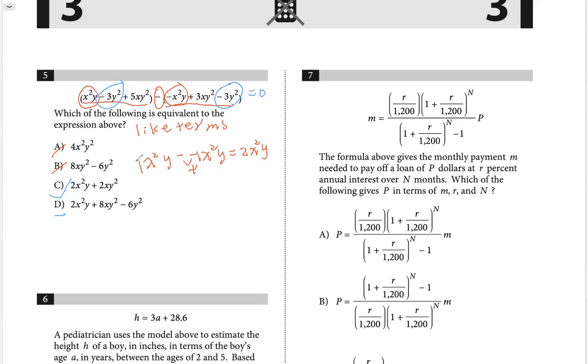In D, we have 3 terms, right? 5xy squared and 3xy squared. Yes, indeed, like terms. But we have 5 minus 3, which is 2. So we should have a 2xy squared and no other term, because this term is 0. That's 5. Let's look at 7 first. Then we do 6.